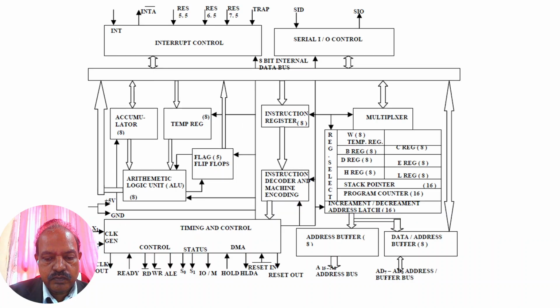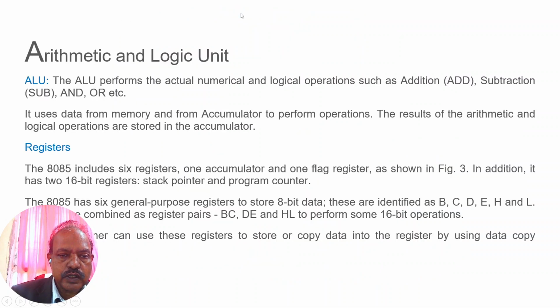So this is the diagram of all the things. You can check it here. This is the accumulator in the central part. You can see these registers are there, temporary registers are there, flags are there, the arithmetic logic unit ALU is there. Various buses will be there: internal data buses, address buses, and the timing and control unit. Address buffer, data address buffer, and the interrupt control, and different pins are also given. We will study that in detail, don't worry at this time.